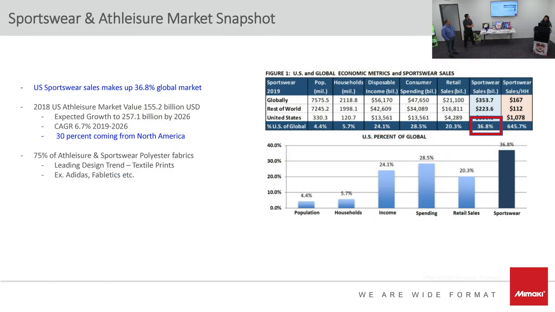So let's take a look at the sportswear and athleisure market. The US sportswear sales makes up 36.8% of the global market, and it's expected to grow to $251 billion by 2026. We also see that 75% of athleisure and sportswear was polyester fabric. So just looking at these numbers, dye sublimation will be the ideal workflow for this application.